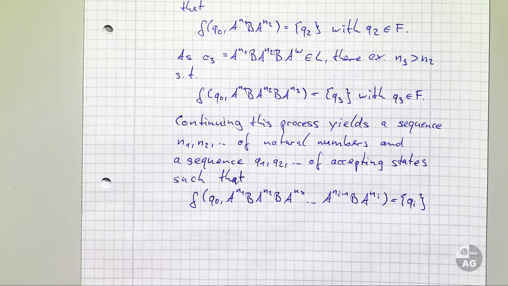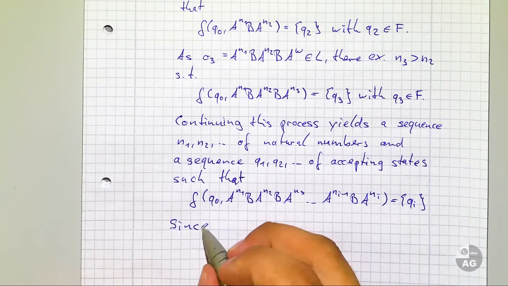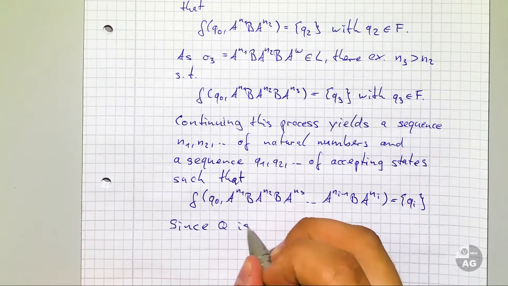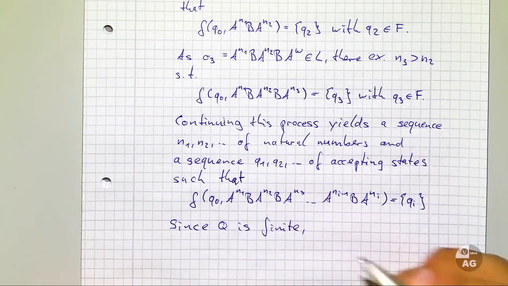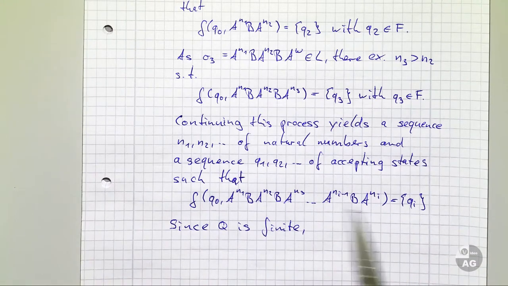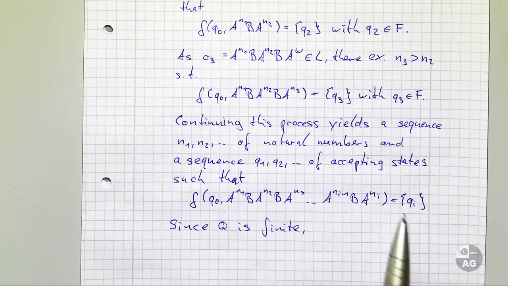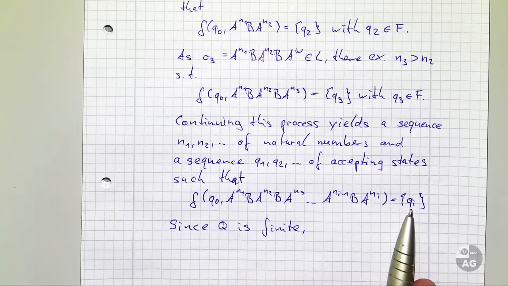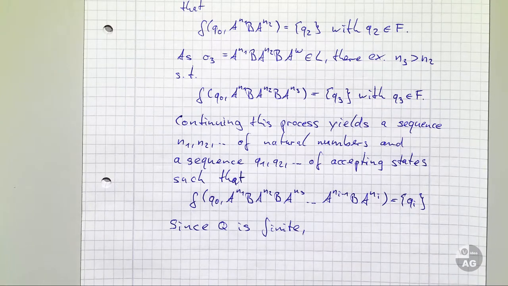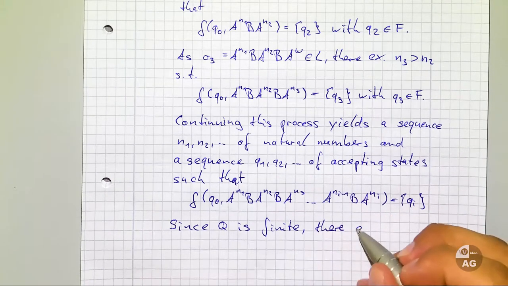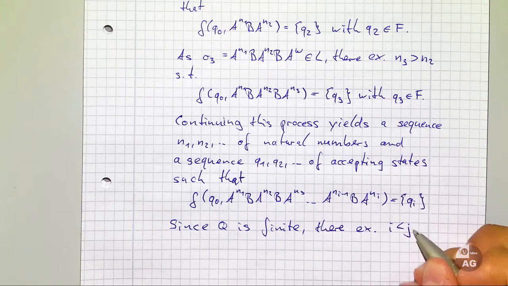Okay, where can we go from here? Well, we know Q is finite, right? And in particular, also F then. Well, what does it mean? It means that because we have a sequence of finite prefixes that all end in exactly one accepting state, we have at least two positions where we have to be in the same accepting state because there are only finitely many, right? Infinitely often we are in some accepting state, so because there are only finitely many, we need to be in one of them infinitely often. But in particular, that means that we have two positions i and j that are distinct.